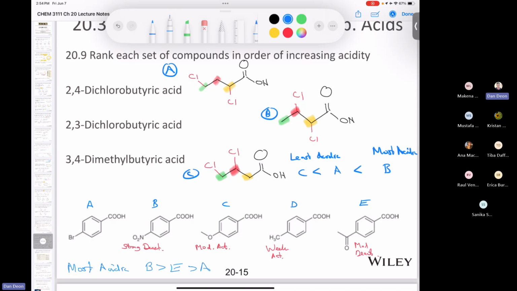Now, between C and D, which one is going to donate the most electron density? It's going to be C. So D is going to be here, followed by C, like that. This rationale came from chapter 18, and that's how I solved that one.